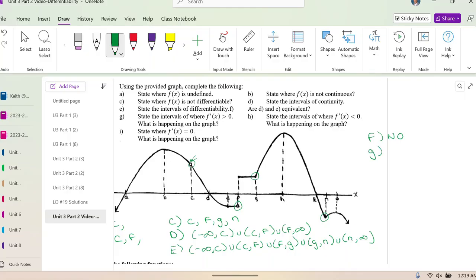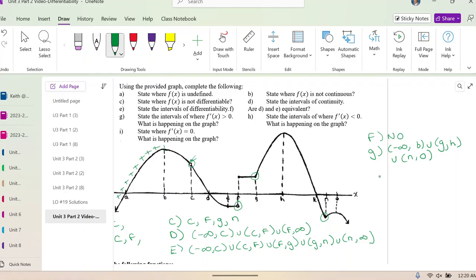So G wants to know, state the intervals where the derivative is greater than 0. Meaning, where is the slope positive? Well, notice the slope is positive, right, all the way here until B. So it's negative infinity to b, and then the slope goes down, then it's 0, then it goes up from g to h, and then it goes up from n to o. That's where the derivative would be positive because the slope of the line is positive.